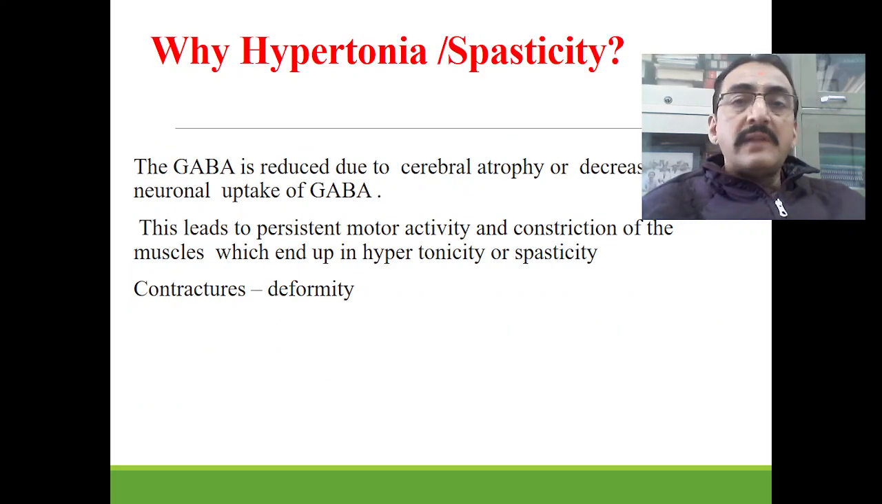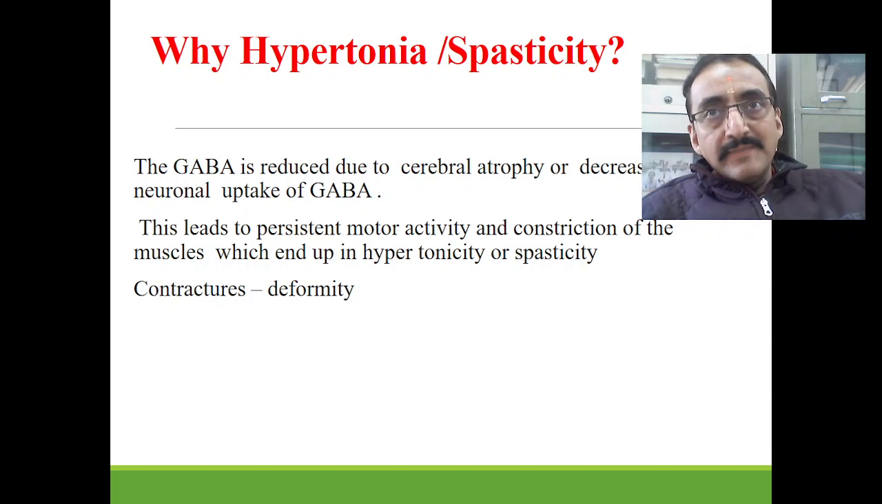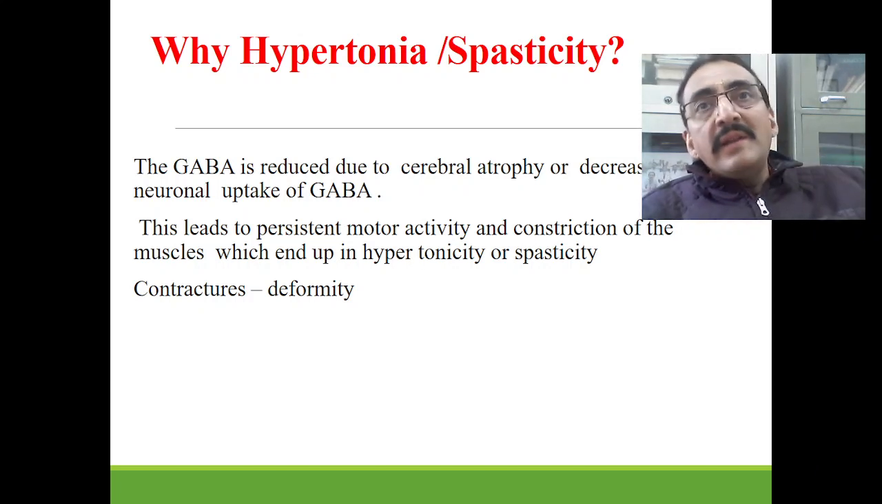Now suppose the GABA is reduced, that means inhibitory neurotransmitters are not up to the mark. Excitatory neurotransmitters are up to the mark and doing their function, whereas inhibitory neurotransmitters are not. As it happens in cerebral atrophy or any other condition which leads to decreased intake of GABA by the neurons. Then naturally the levels of inhibitory neurotransmitters will go down and levels of excitatory neurotransmitters are normal or maybe excess. So now there is a relative increase of excitatory neurotransmitters compared to the inhibitory neurotransmitters.